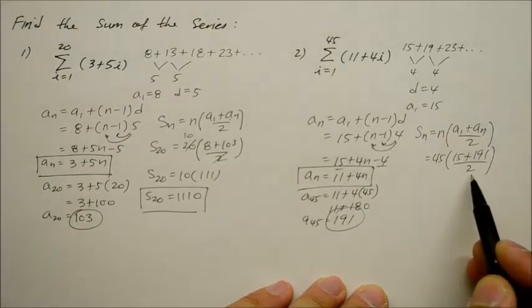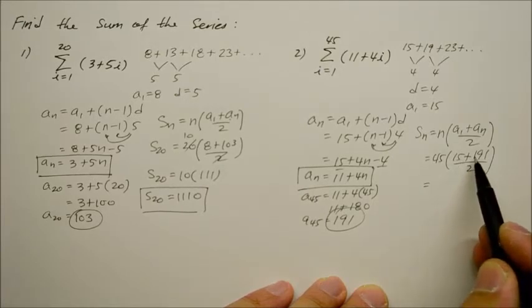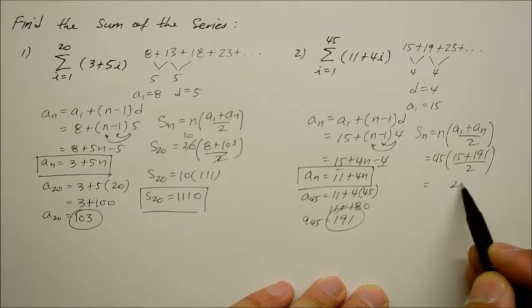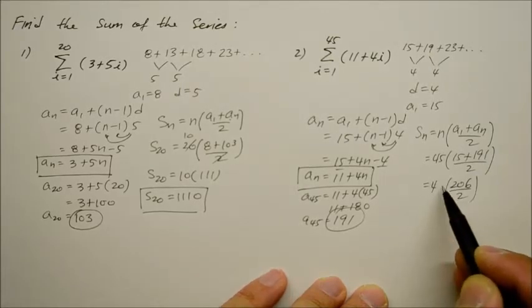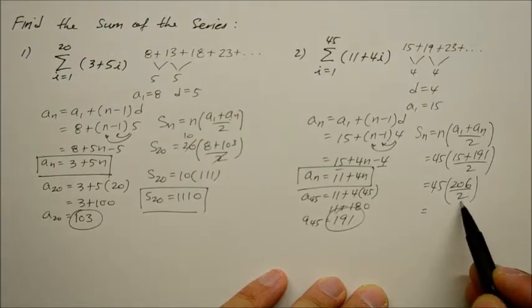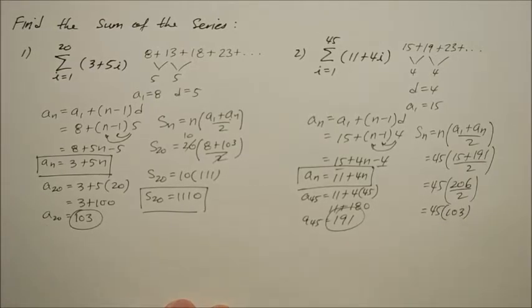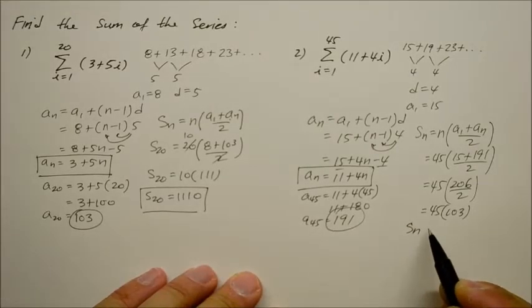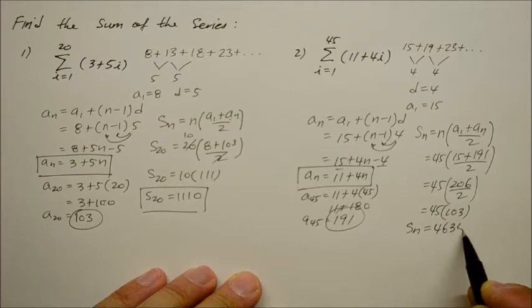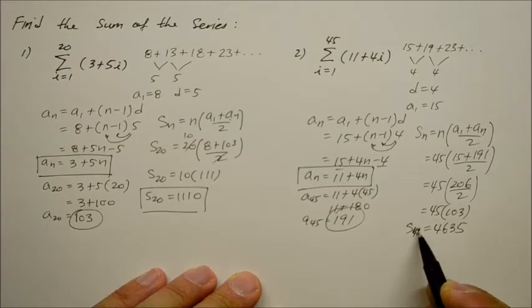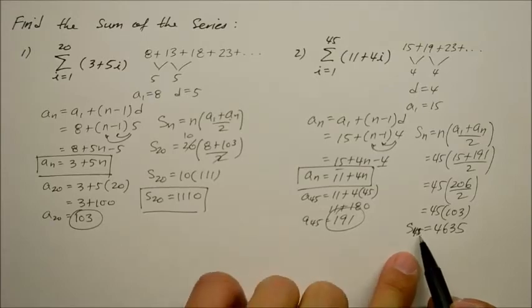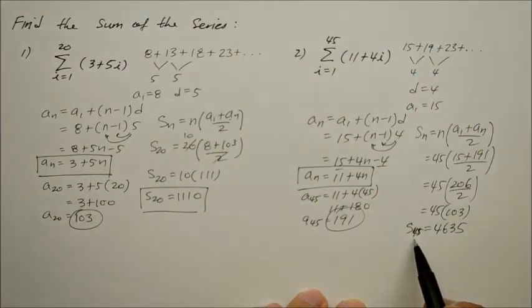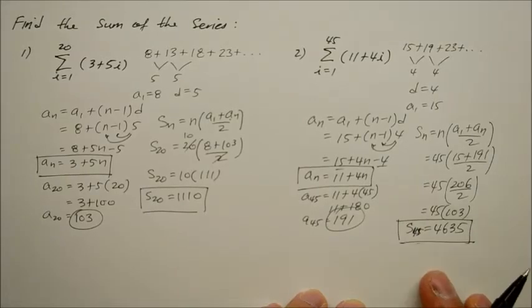Since 45 is not broken down evenly by 2, I won't do that yet. Instead, let's add the numerators here. 15 plus 191 is 206. 206 divided by 2 times the coefficient 45. Now, half of 206 is 103. And 45 times 103 is going to be 4635. I meant to write 45 over here, by the way. Okay, so if you took the series, the entire 45 terms of the sequence, and added it all together, the sum is going to be 4635. There you have it.